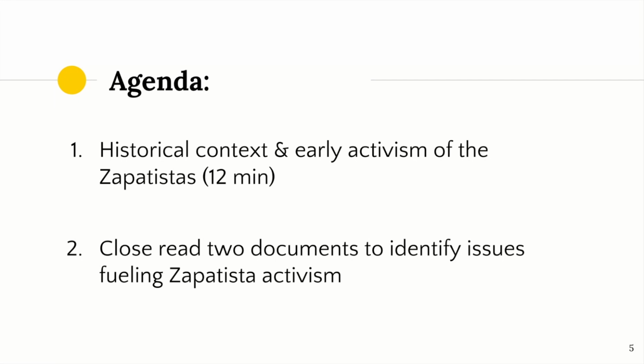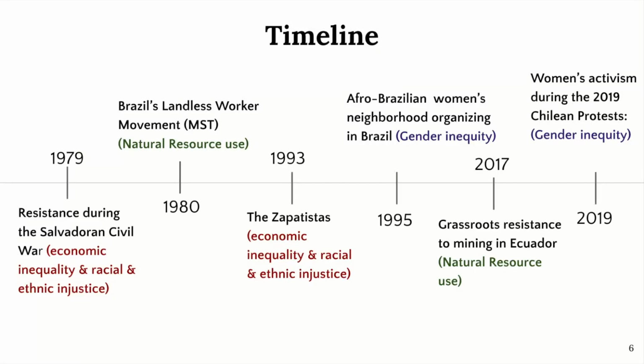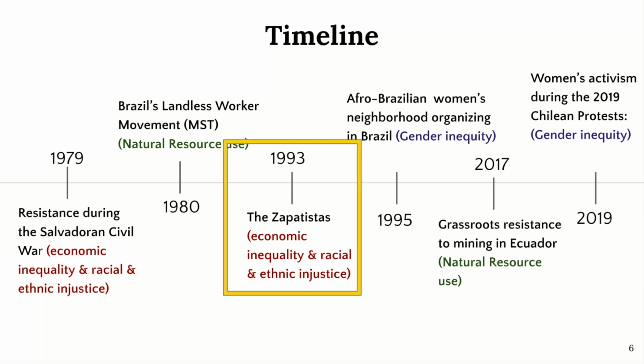Here's our little agenda. Again, I'll give you some background in a short lecture, and then you will close read 2 documents. All right. To situate where this activism is, the Zapatista movement officially started in 1993. And again, if we're looking at issues that fueled their activism, the movement grew out in large part as a result of economic inequality and racial and ethnic injustice.